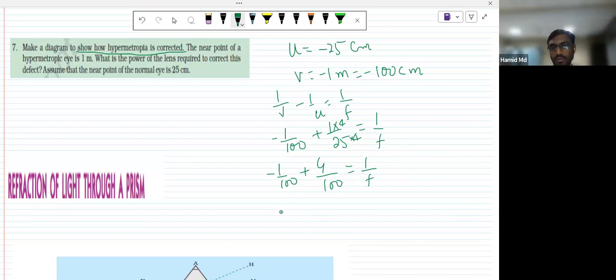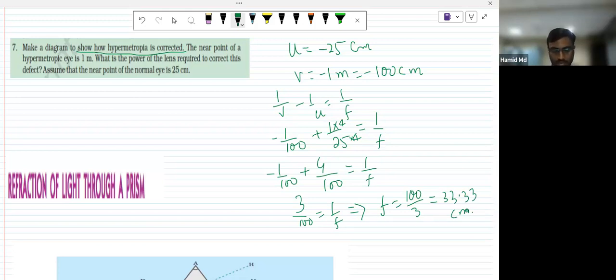Okay. So this will be 3/100, right? This is 1/F, right? Yes, sir. So F will be how much? 100/3 centimeter. All calculations are in centimeter, keep in mind. So how much will it be? 33.33, right? Yes, sir. And this is in centimeter. Any doubt, any problem, any confusion?